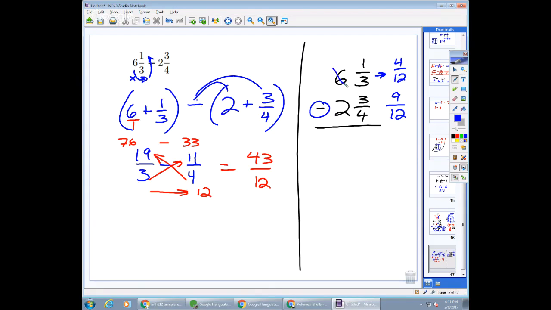So if I borrow from the 6, that makes it a 5. What am I bringing over to the 4/12? 12/12. Yeah, so 12/12 and 4/12 gives me 16/12. Most people are going to do what instead of putting 12/12 there? They're going to do like 10, like we do with whole numbers. Yeah, they're just going to call it 14, right? But that's not right. So that's an added layer of complication. But now I can say 16/12 minus 9/12. Well, that's just 7/12. 5 minus 2 is 3.